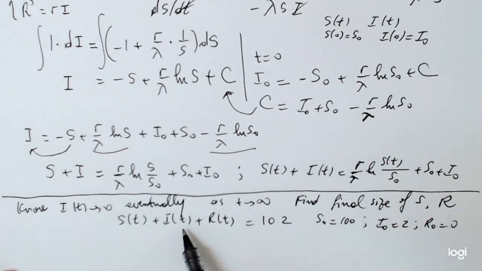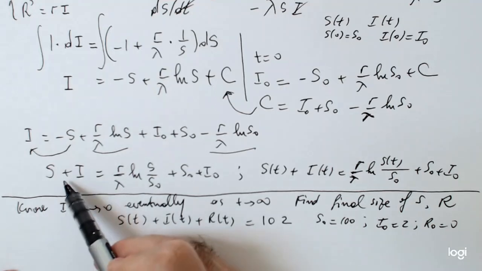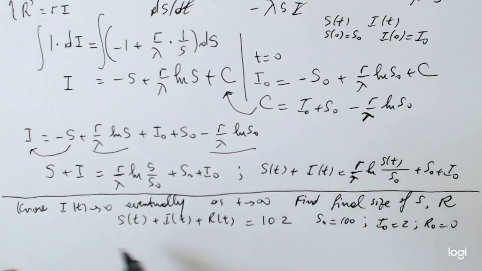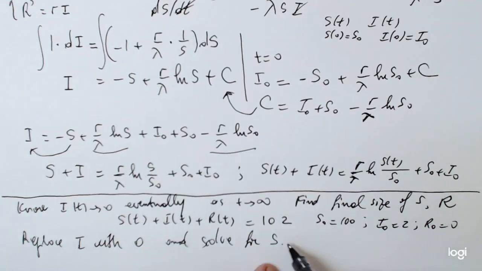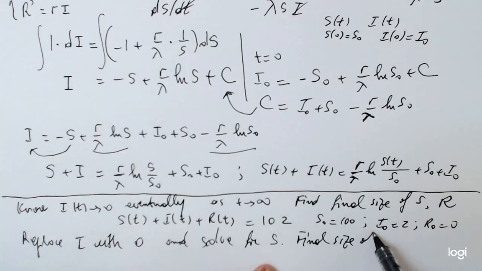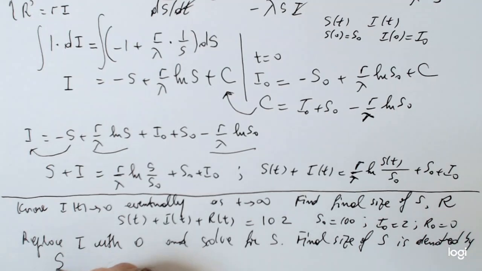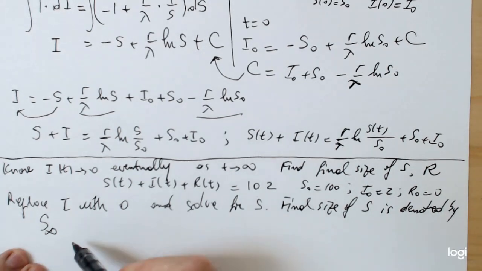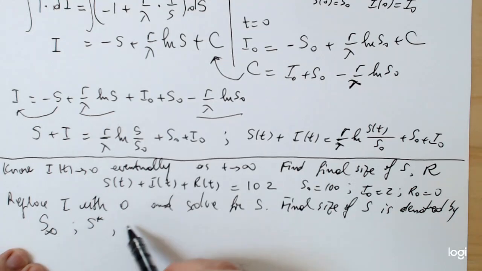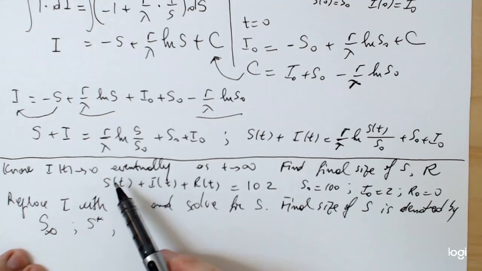Because I know that eventually as t goes to infinity, I goes to 0, I can go back in the relation between them and replace I with 0 and solve for S. So the final size of S is sometimes denoted by S infinity. I don't want to bother you too much with this extra notation, but it's important to put some accent or some hat or some star of some sort, just to not confuse it with S of t.